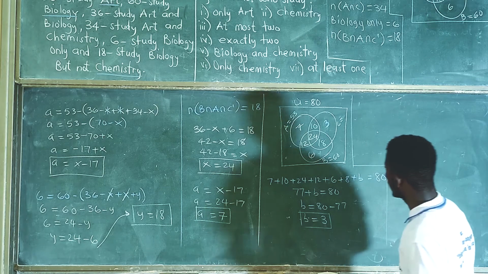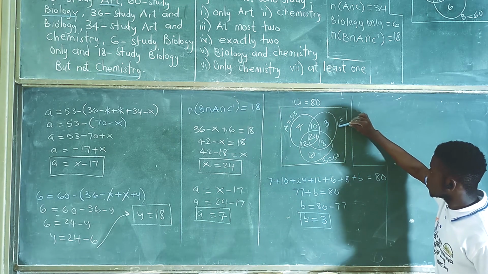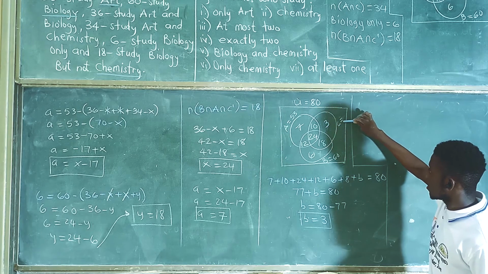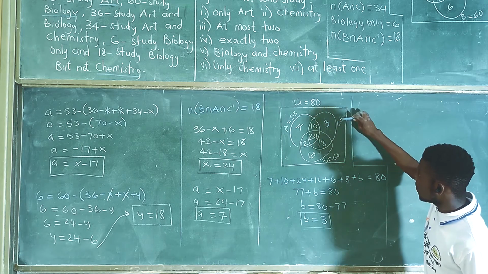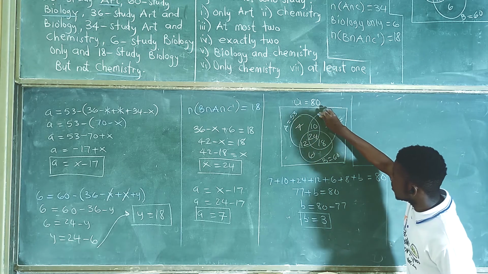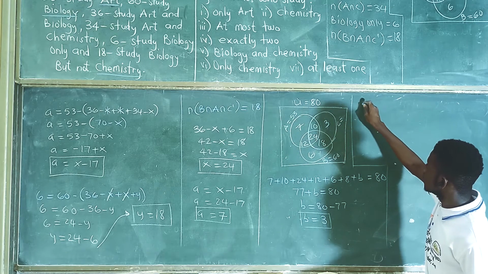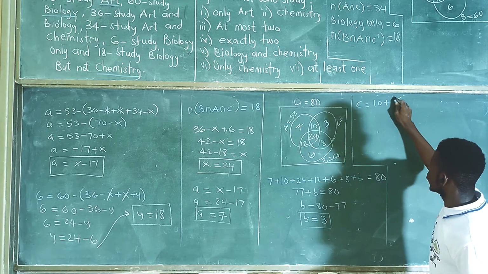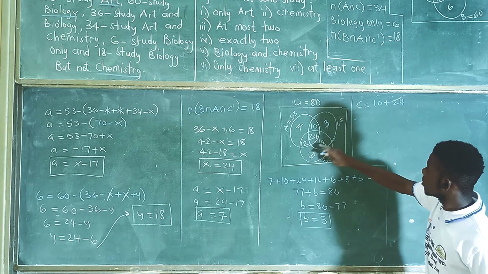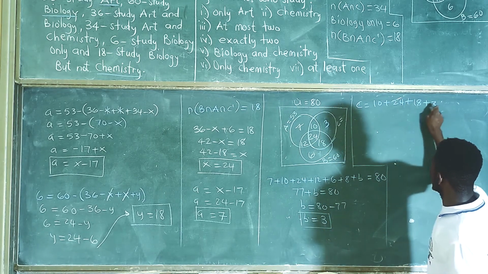Now having had 3, we are seeing that for chemistry, we don't know how many students study chemistry. Most students study chemistry, so we will add this, and this. We don't have any students in this particular cycle. So the number of students who study chemistry will just be 10 plus 24 plus 18 plus 3.